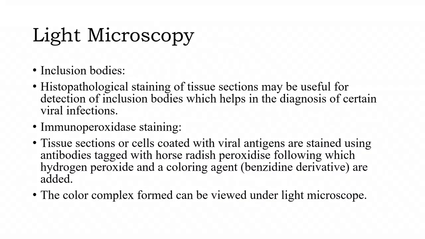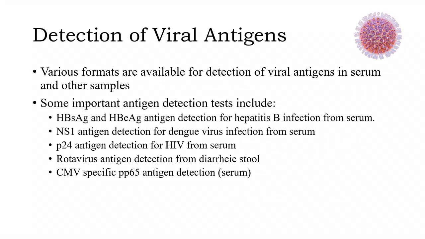The next one is light microscopy, where you look for inclusion bodies. So last video we spoke about inclusion bodies. You can do histopathological staining or immunoperoxidase staining to look at the viral antigens and the inclusion bodies which are there, and that can be viewed under a light microscope. Here you are not viewing the virus directly, you are only seeing the reaction of that virus to the particular host cell.